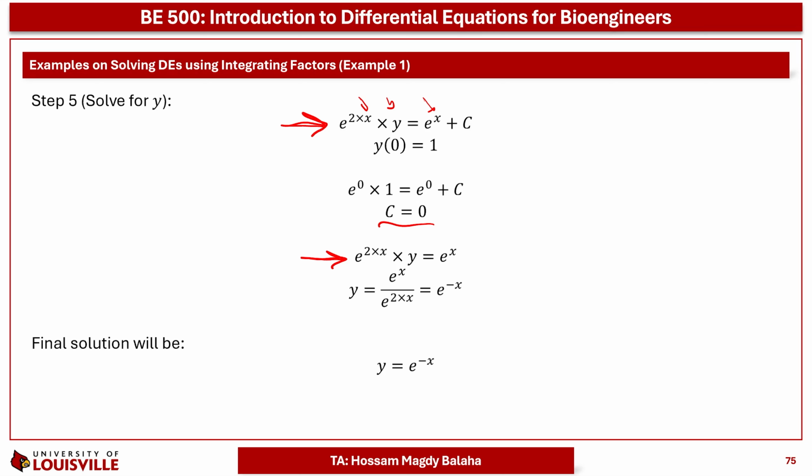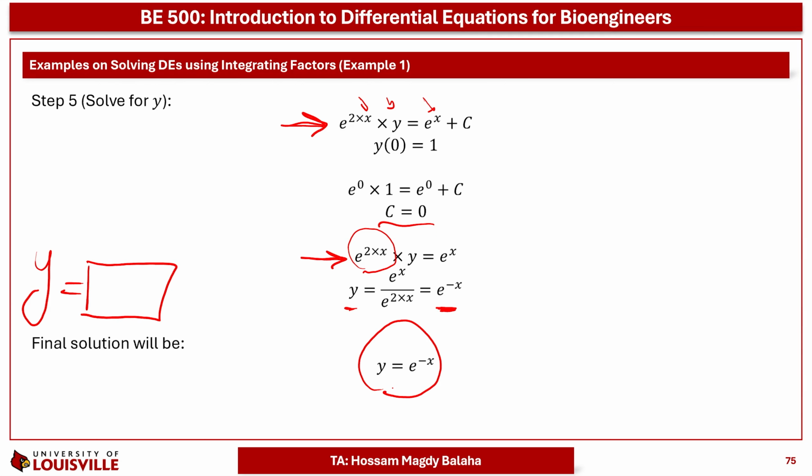Now we need to solve for y. As mentioned, we need y equals to something. So simply divide by the exponential of 2x. It will be y equal exponential of x over the exponential of 2x. And this will result in the exponential of negative x. So the final solution will be y equal to the exponential of negative x.